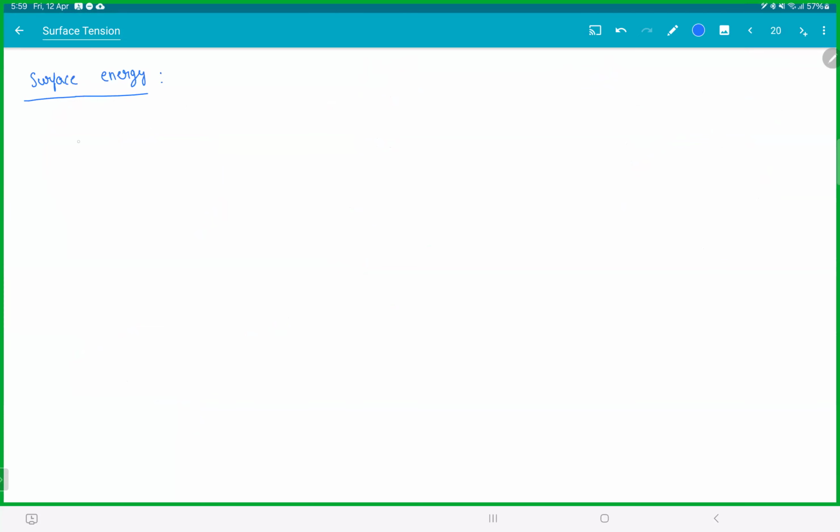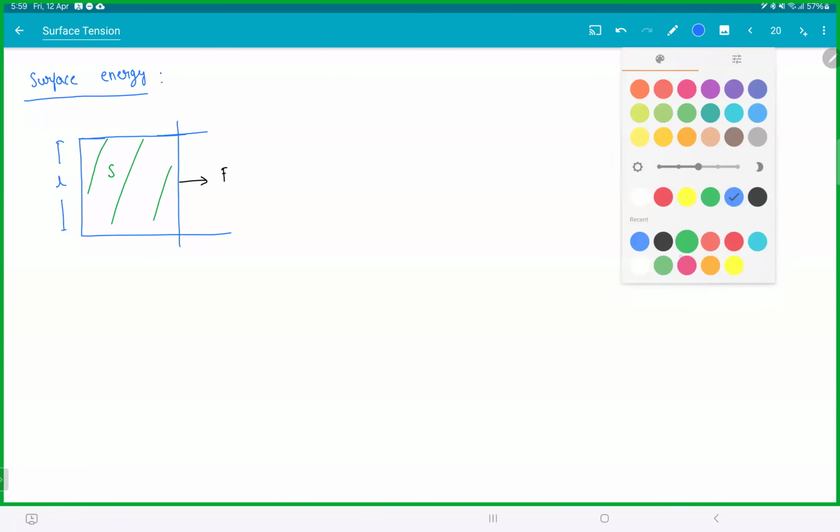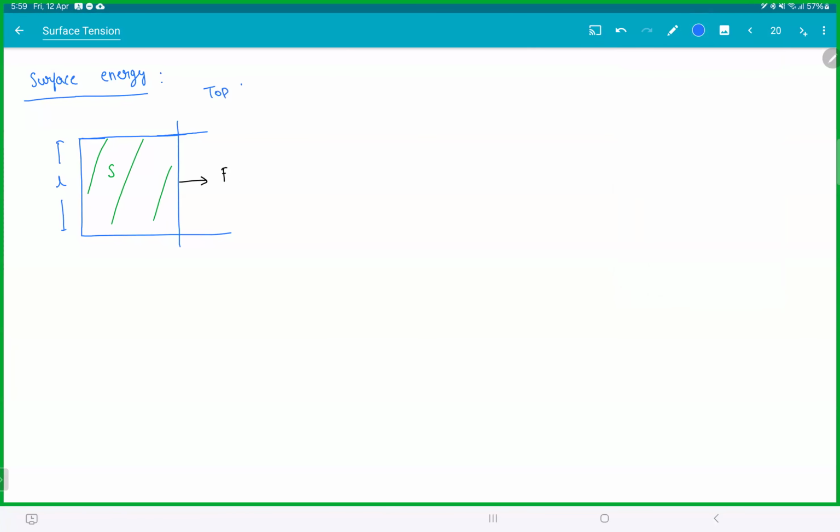So surface energy. So let's say we take a rod here, length L. There is a surface tension S. So let's say someone is applying a force F and it is pulled slowly. This is the top view.